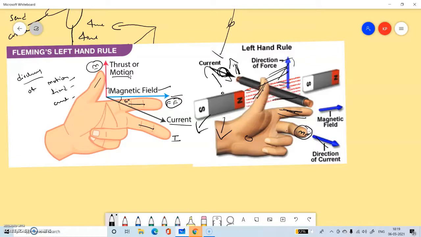For example, if you change the magnetic field direction, so if this becomes North Pole and this becomes South Pole, then the direction of the magnetic field will be in the opposite direction. Now the magnetic field is changing like this. So what happens? If the direction of the magnetic field is reversed, but the current direction is not changed, then the direction of the force will also change. That means if you change either the current direction or the magnetic field direction, then definitely the direction of the force will also change. That is the conclusion from Fleming's left hand rule.